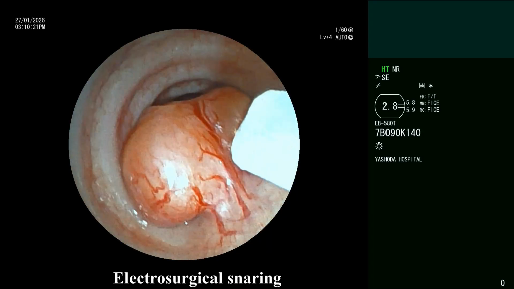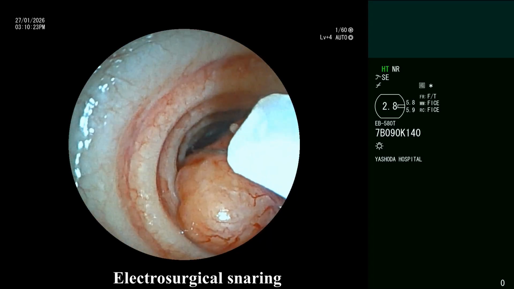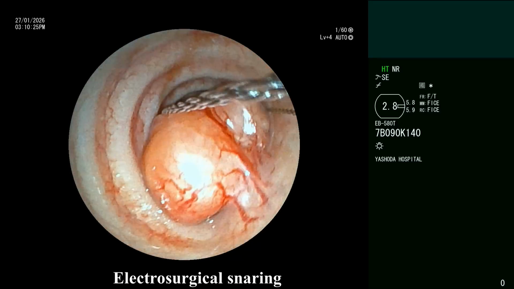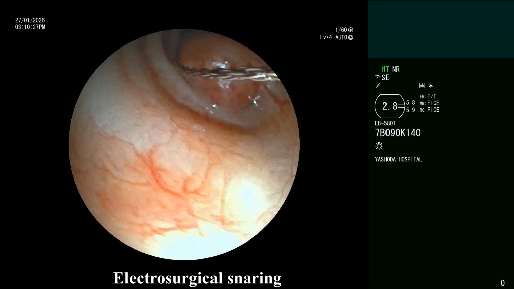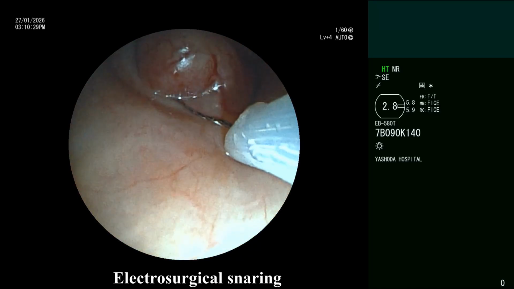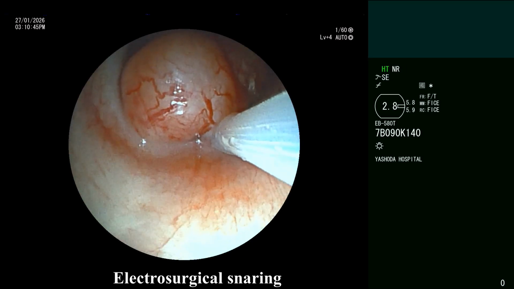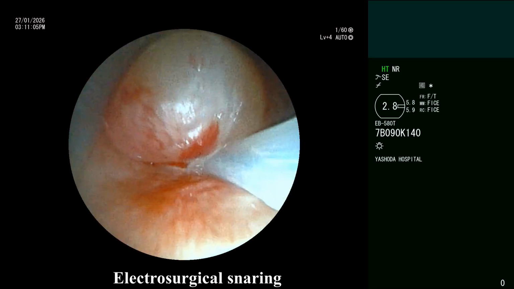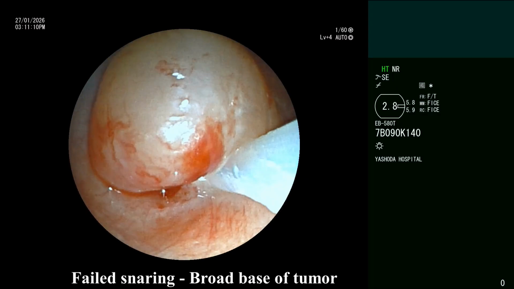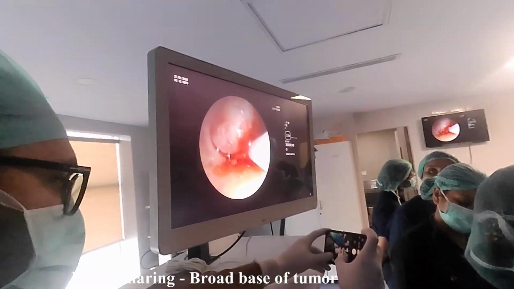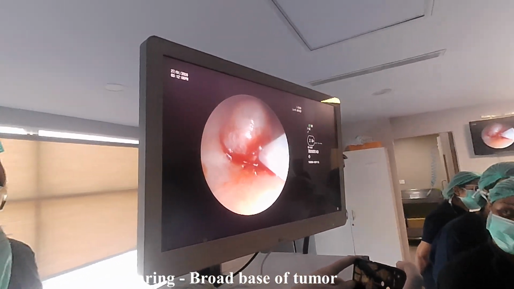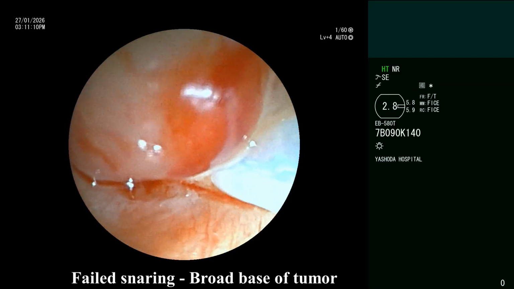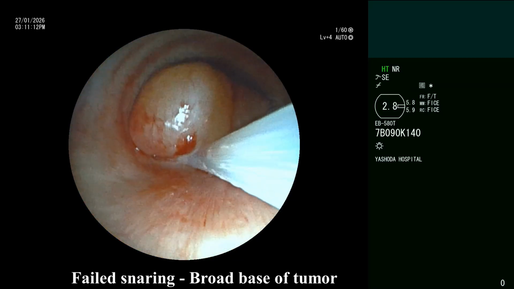Now an electrosurgical snare is being passed through the working channel of the flexible bronchoscope, and this tumor being large, care is taken to completely encircle the base of the tumor with the help of the electrosurgical snare. But despite snaring multiple times with a good loop around the tumor, we were not able to dislodge the tumor from the pedunculated portion because of the broad-based nature of the tumor base.